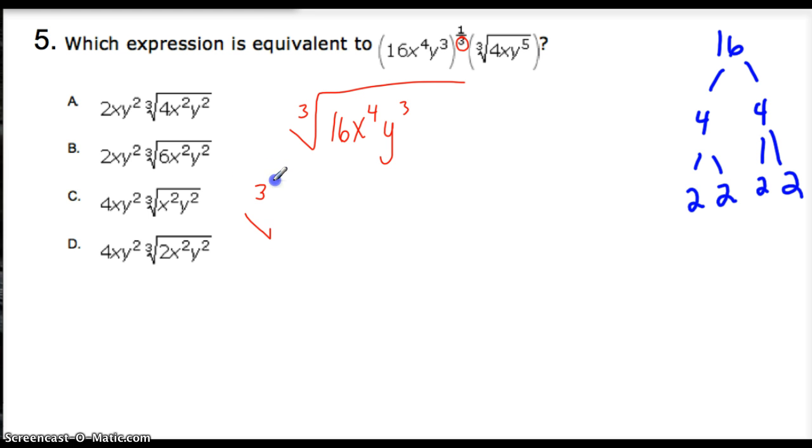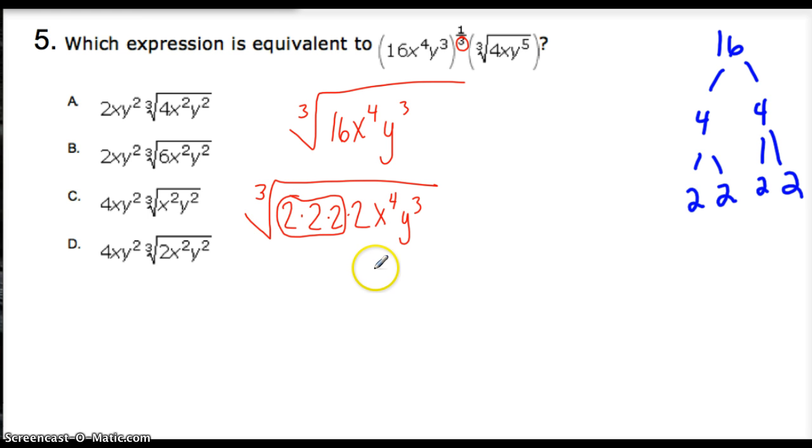So I'm going to have the cubed root of 2 times 2 times 2 times 2. Then I have x to the 4th, y to the 3rd. So I'm going to go ahead and reduce there. So I take groups of 3, remember, because the index is a 3. So there's a group of 3 2's. So I'm going to pull a 2 out in front. And as far as the number goes, I would have a 2 left inside. And then I would have x to the 4th, which is 4 x's.